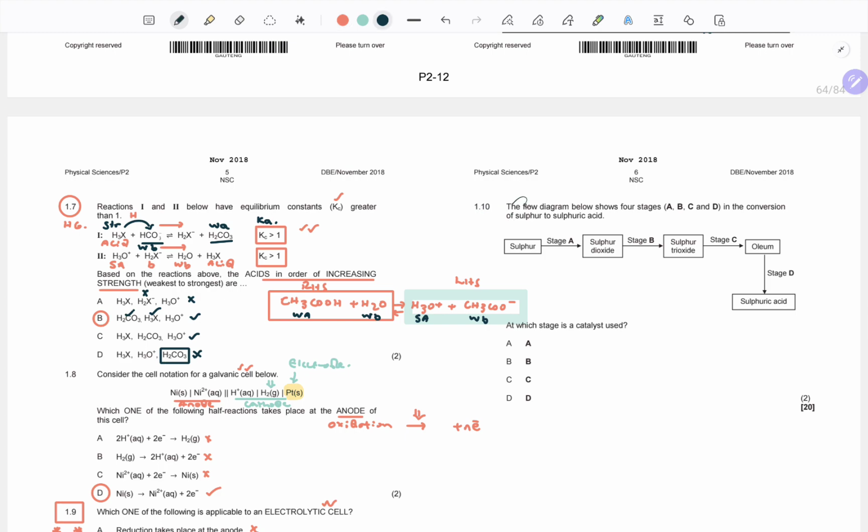1.10 says the flow diagram below shows 4 stages, A, B, C, and D, in the conversion of sulfur to sulfuric acid. So this is the Ostwald process. Is it? No, contact process. This is the contact process. But you guys don't do this inorganic chemistry section, which is good, but I don't know why, man.